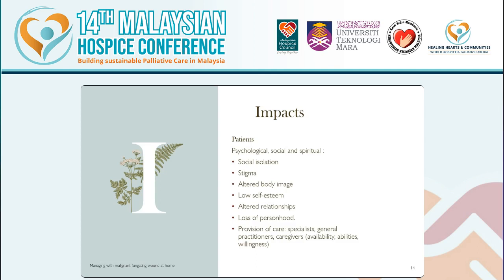And patients are always afraid there isn't enough support from the healthcare provider in the community, especially after they are discharged from the hospital. They wouldn't know whether they get the support from the healthcare provider, from the GPs, or from the caregiver to assist them in managing the wound.